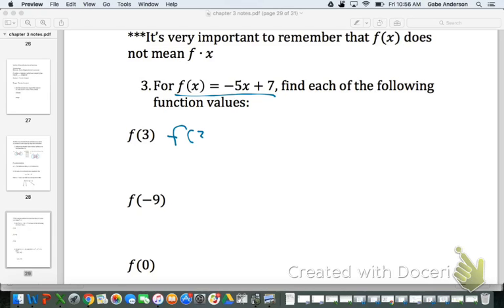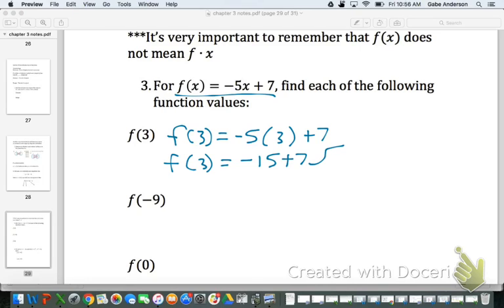f(3) = -5 times 3 + 7. So you see what I've done there? Just replace the x with a 3. And I'll do a little bit of order of operations on the right-hand side. Do the multiplication first. So -5 times 3 is -15. Then I add 7. I get f(3) equals negative 8.